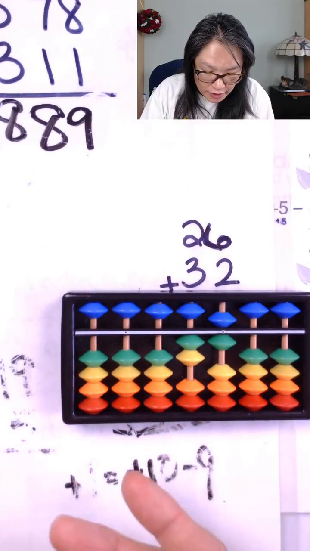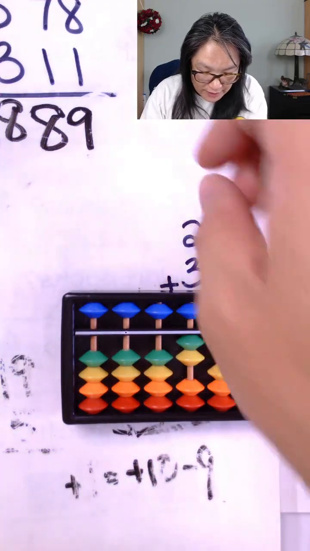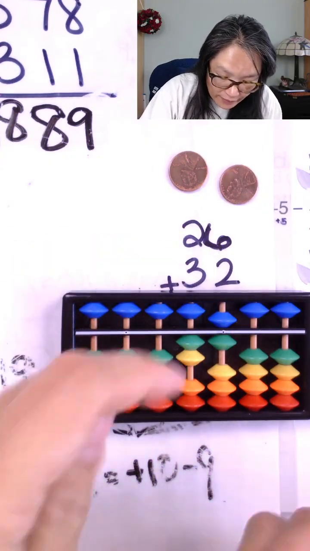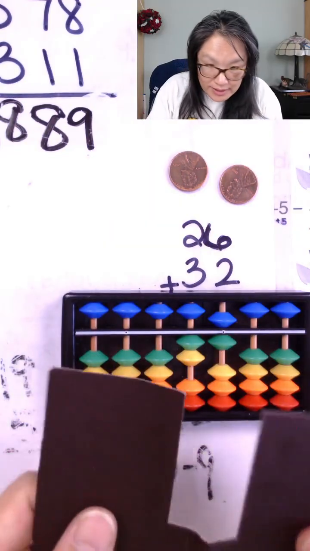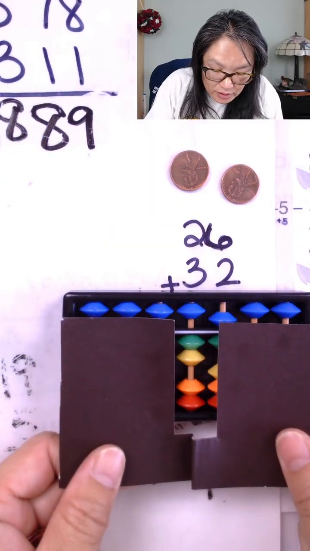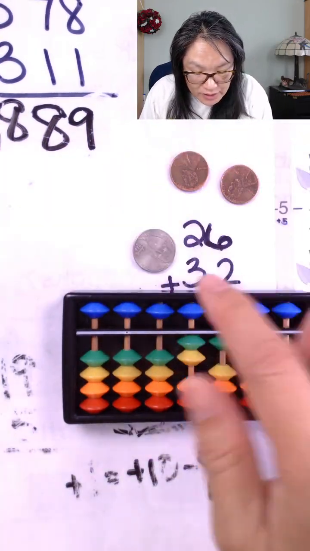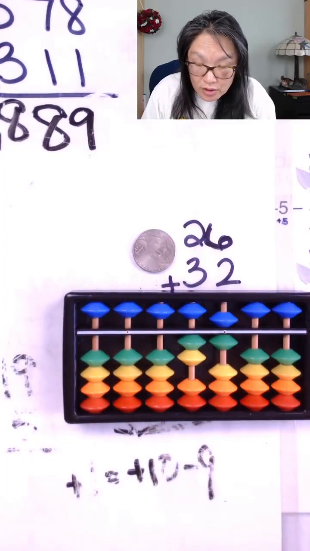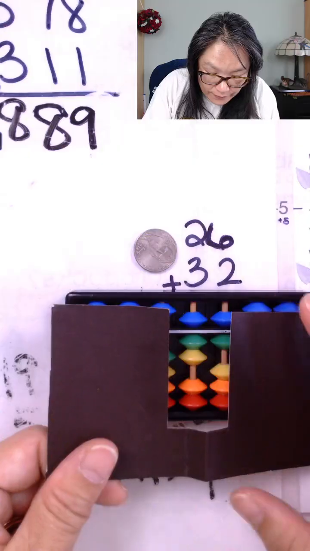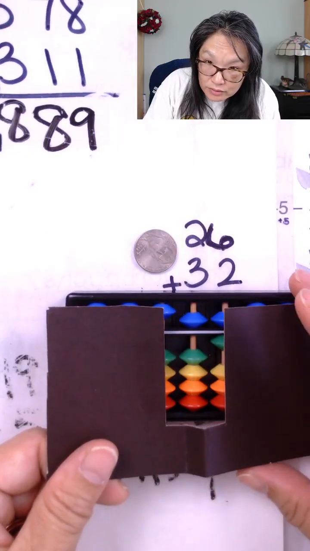When I add 32, remember, I have 2 on my abacus. But I don't have enough beads to add the 3. Because I don't have enough beads to add the 3, what am I going to do? I'm going to add my 5. I have a nickel. I'm going to add my 5, but that's too much. I need to take away the 2. So I'm going to add the 5, and I'm going to take away the 2, right?